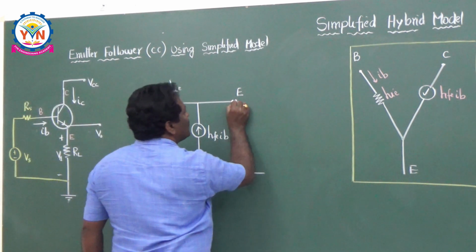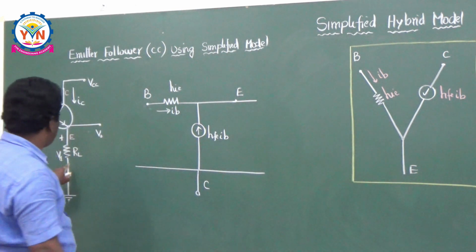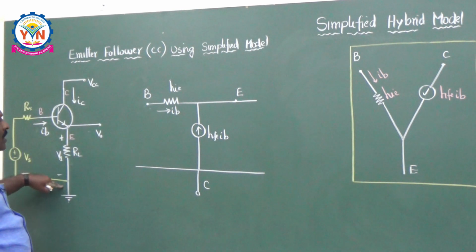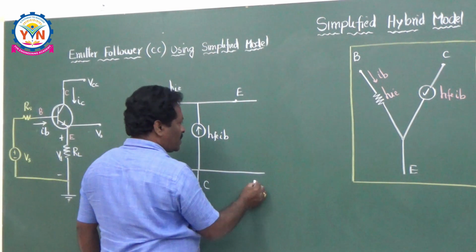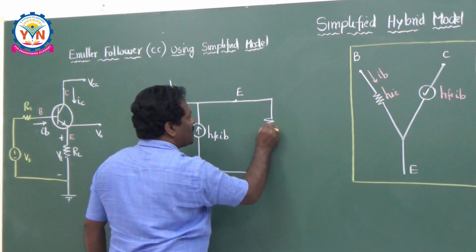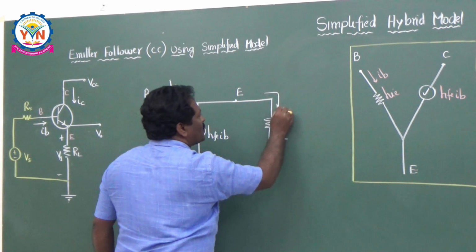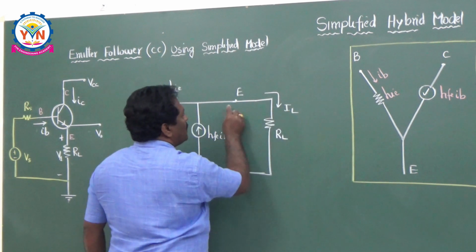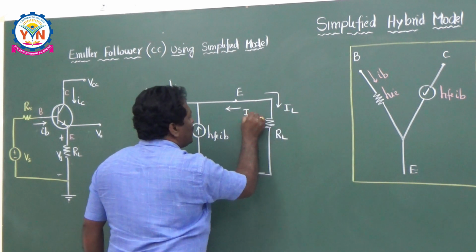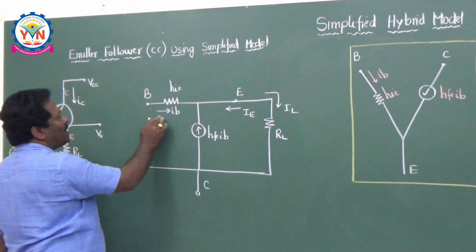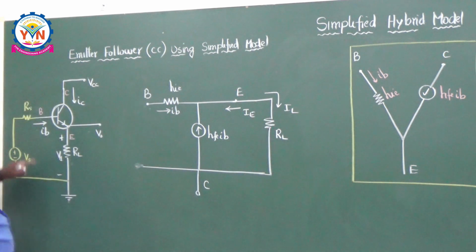And the load resistance is here, between the emitter and the ground. So this is the emitter and this is ground. You are having a load resistance RL. Through RL, let us say the current is IL. The emitter current is the output current IE, and the input current is the base current. And between the base and this ground, you are connecting a voltage source in series with a resistance.